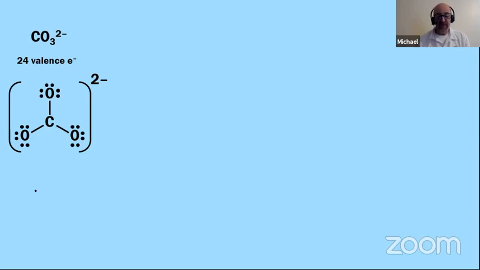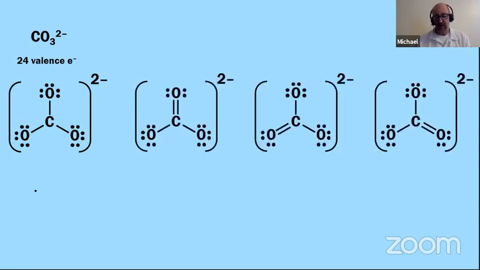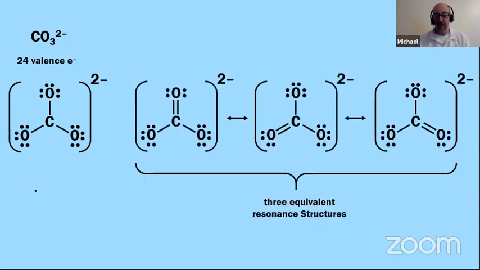Well, now to complete this Lewis electron dot structure so I can have a full octet for the carbon, I have to make a double bond somewhere. I could make a double bond here, or here, or here. So in fact, we have 3 equivalent resonance structures for the carbonate ion.